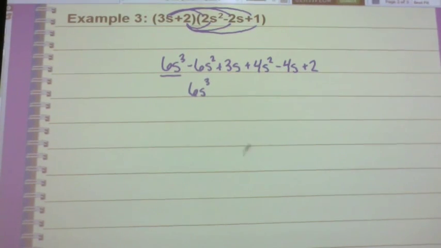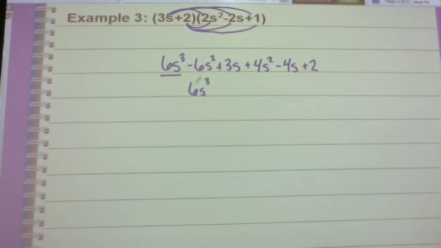Then I'm going to go and combine all of my s squared pieces. So I have negative 6s squared and positive 4s squared. Negative 6 plus 4 is negative 2s squared. Then I'm going to combine my s's. So I have positive 3s and negative 4s. 3 minus 4 is negative 1.